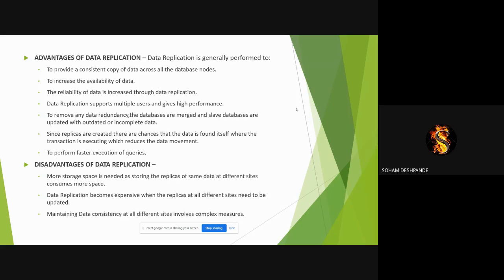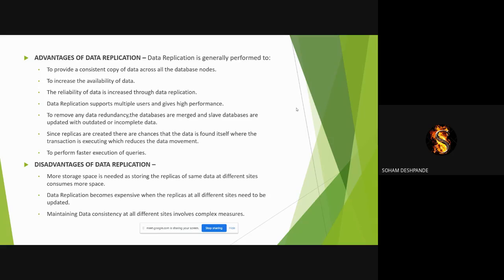To remove any data redundancy, the databases are merged and slave databases are updated with outdated or incomplete data. Since replicas are created, there are chances that the data is found where the transaction is executed, which reduces data movement and allows faster execution of queries.